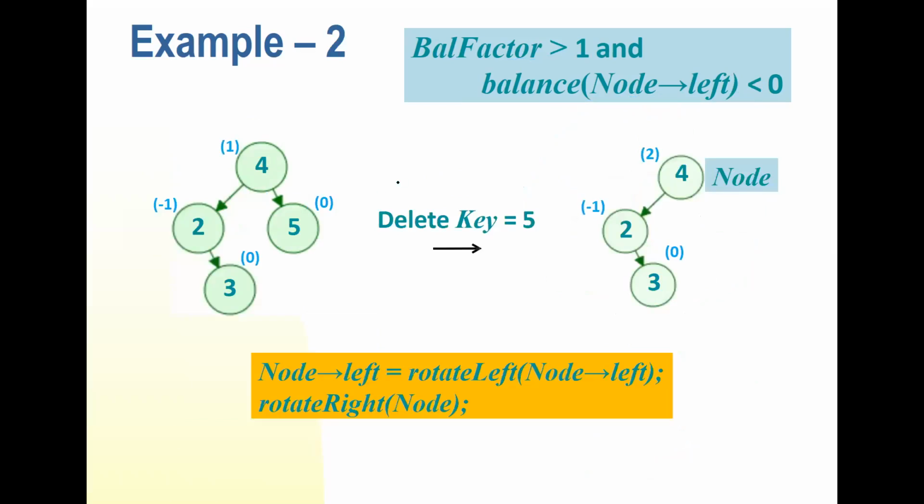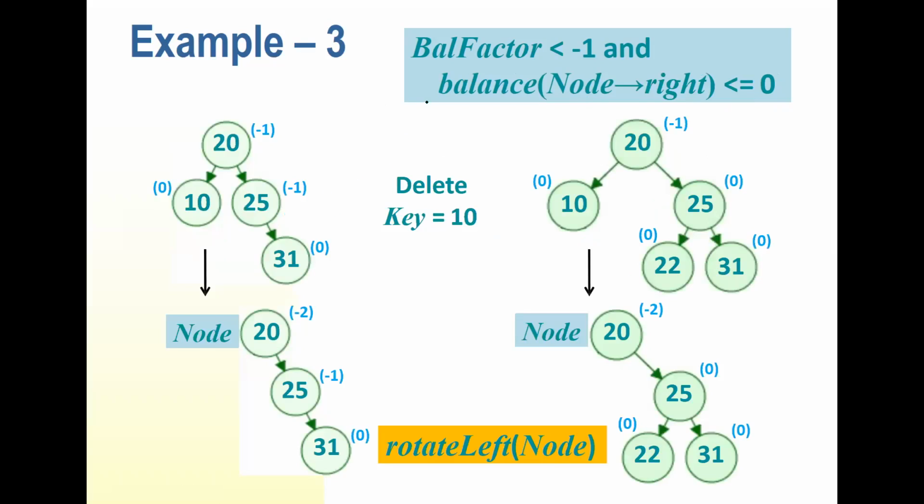Second is, if balance factor is greater than 1 and node of left balance is less than 0, like in this case we are deleting the value 5 here. In this case, node left balance factor is negative, we have to perform LR rotation. That means first left rotation about this node's left, then right rotation about the node.